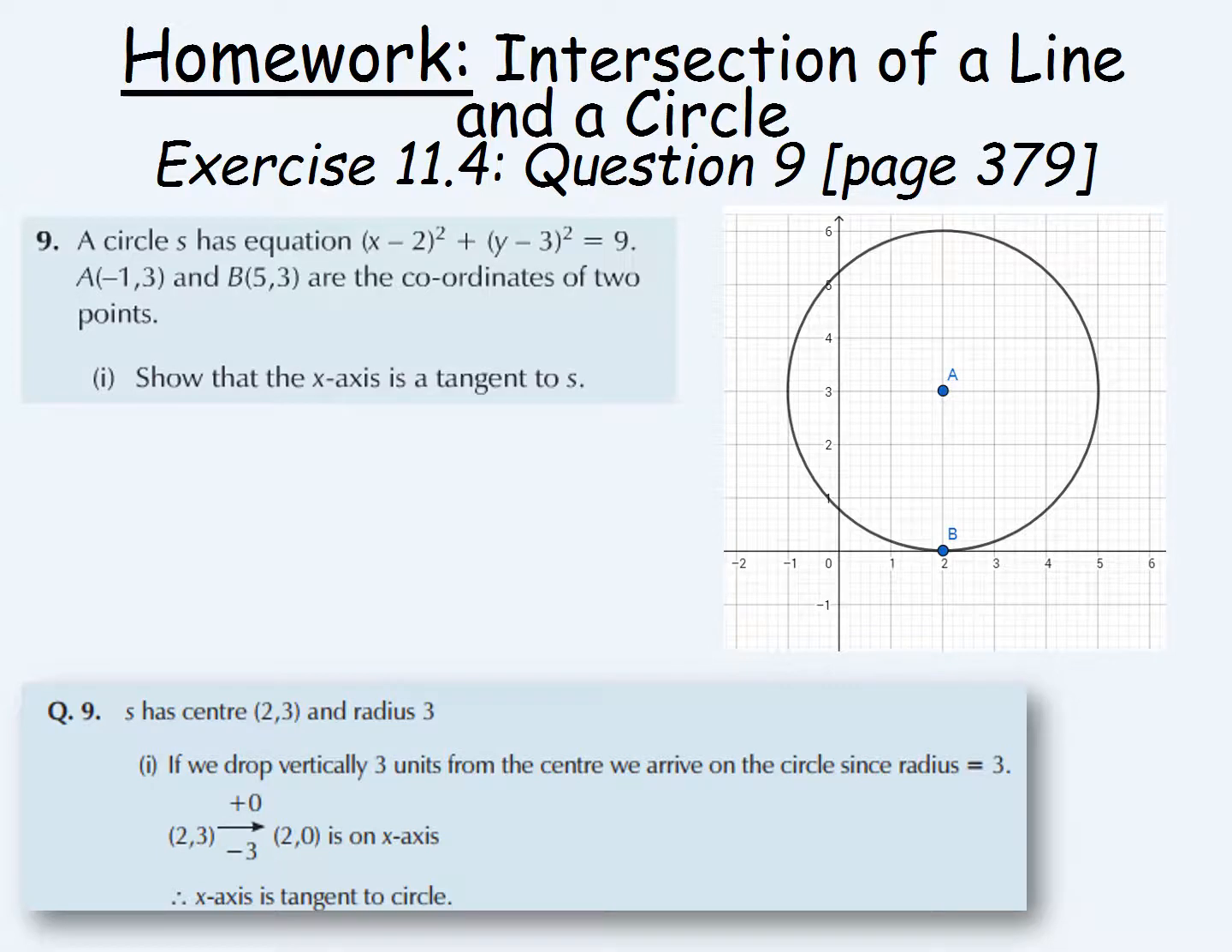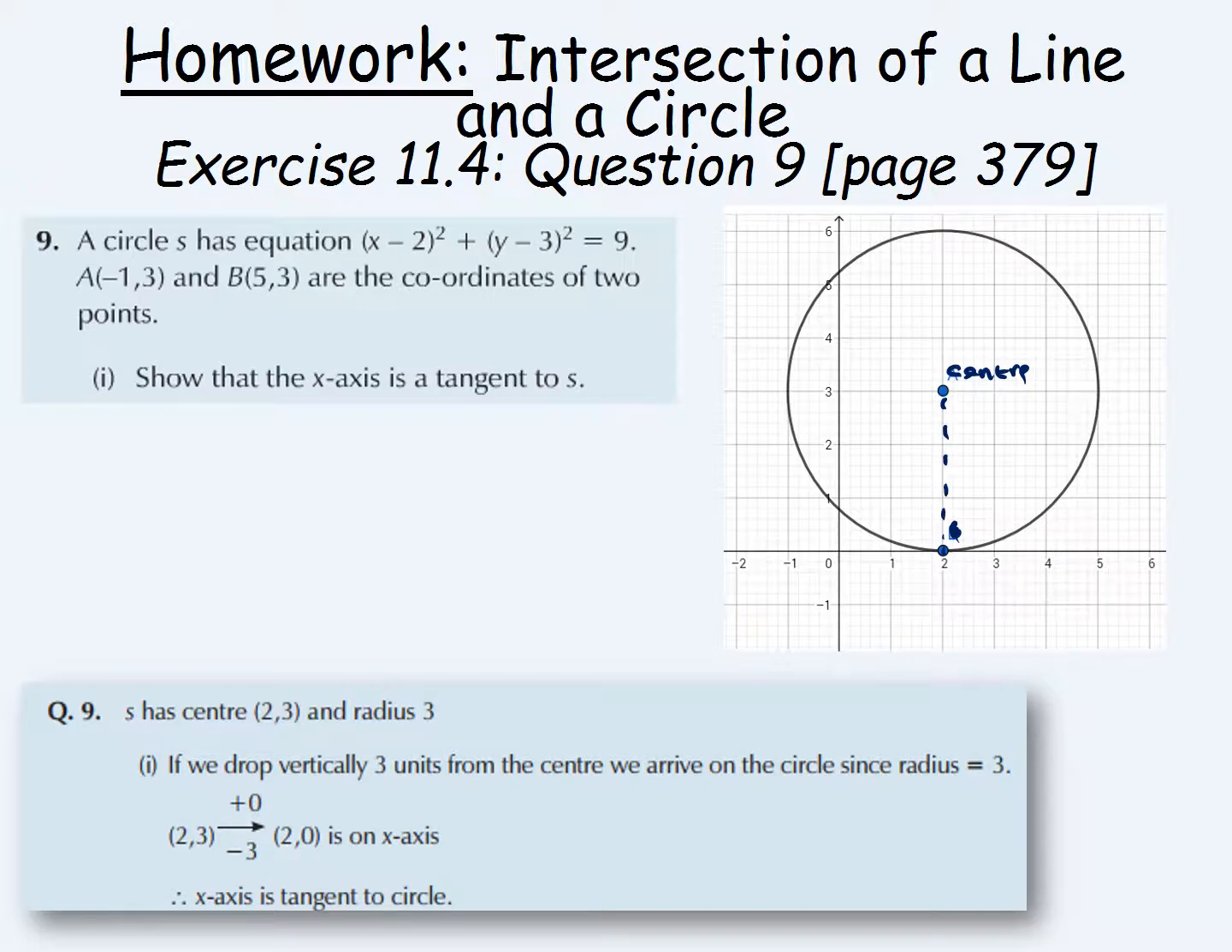And A and B are the coordinates of 2 points. Show that the x-axis is a tangent to S. Apologies now, I've put this into the graphing tool and it labeled the center point A and the point on the axis B. However, because A and B are already used in the question, we should have that called center, so I'm just going to change that here. So this point here is just my center, and this really doesn't represent anything at the moment.